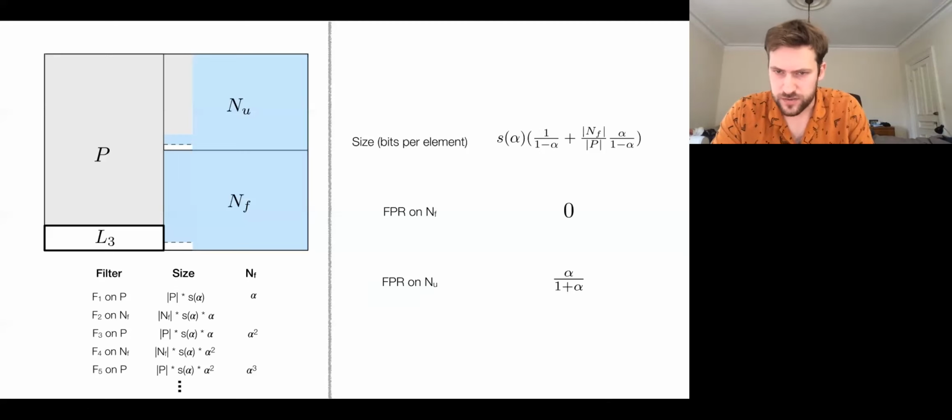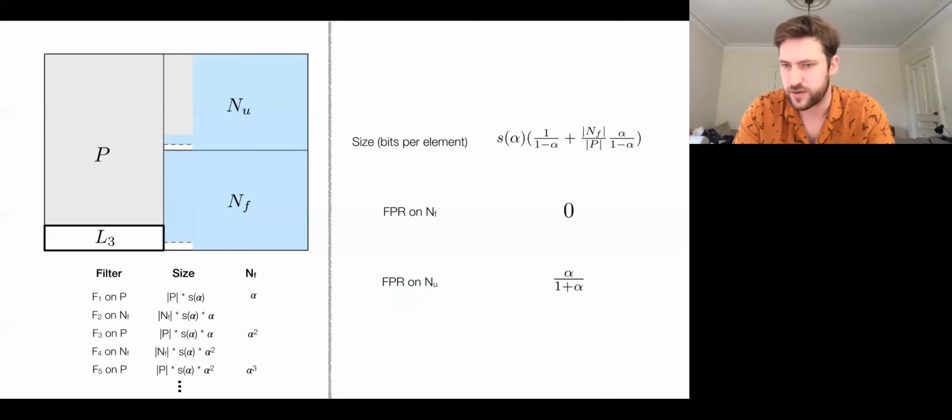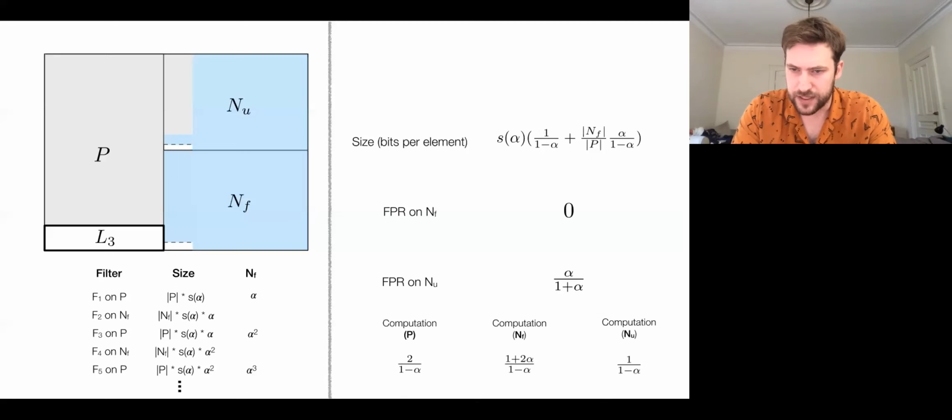For the metrics for unobserved negatives, the end result is that the false positive rate is alpha over 1 plus alpha, which is very close to just alpha, the first layer in the stack. And then computation ends up working very similarly to some of the size things.